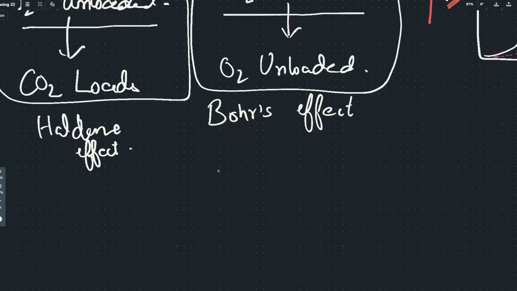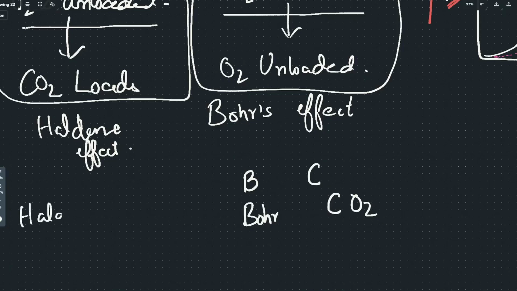Well, it's my mnemonic. You can come up with your own, but we know that after the letter B, we have the letter C. So with Bohr, we have C, CO2, right? Then Haldane, you can also write with H, you can write H2O. So H2O you can somehow link with oxygen. I hope you are clear about this.